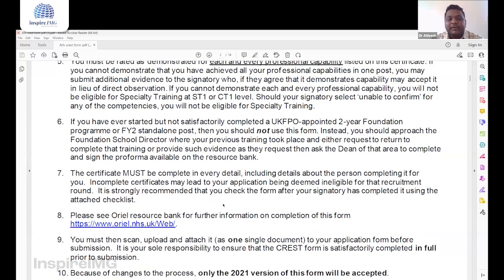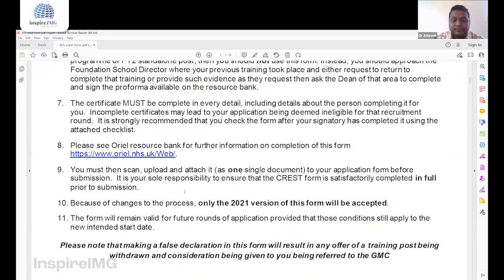So your CREST form will be valid if every section of the CREST form is signed. If something is missing, your CREST form is invalid. The consultant signing has to sign all his details: his registration number, his email. Usually in the UK, everyone prefers the work email rather than a Gmail or a Hotmail, and his phone number and his present workplace and the details. And you also need your hospital stamp. I'll explain about it momentarily when I go through the form.